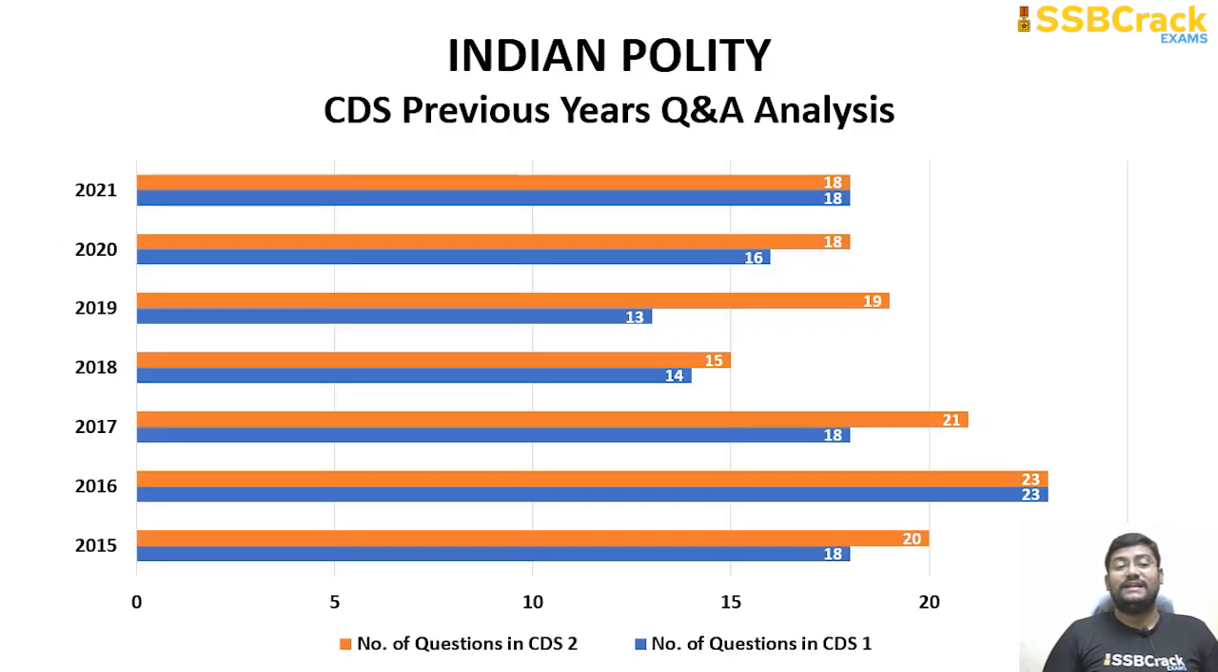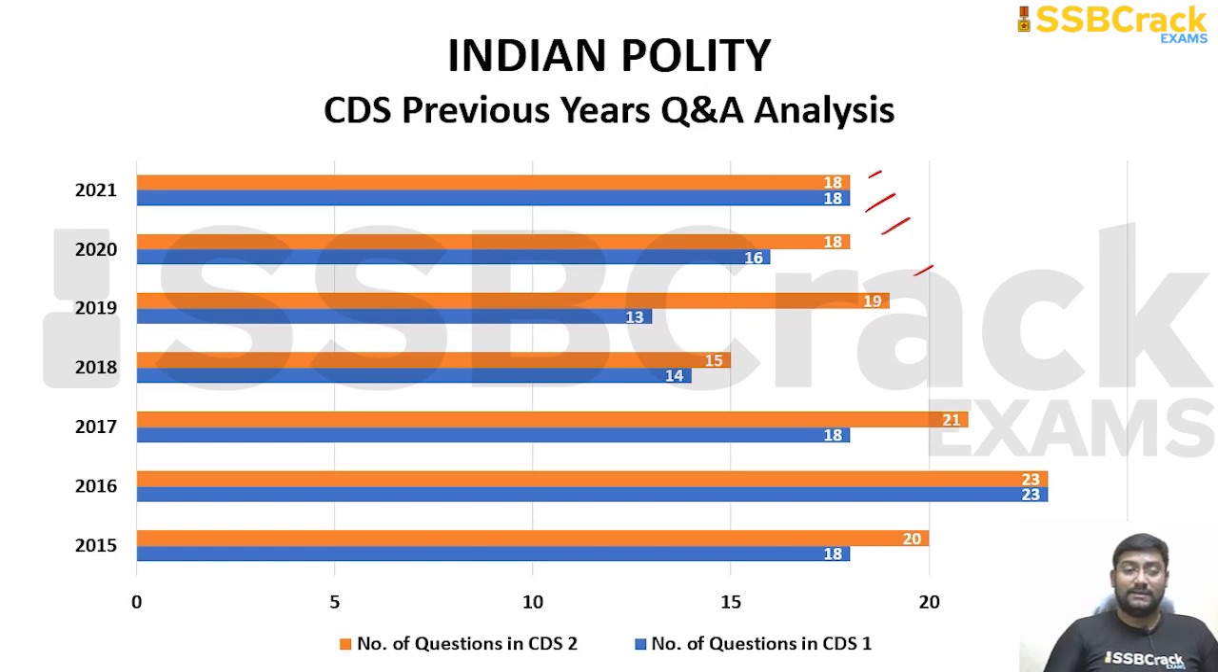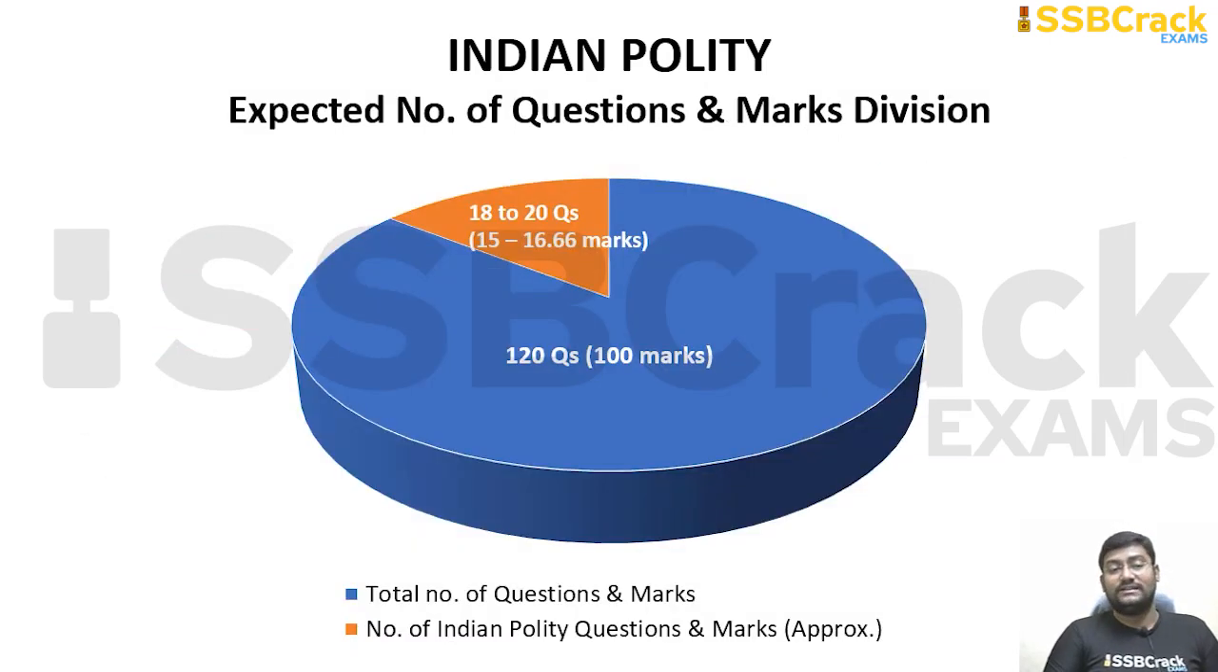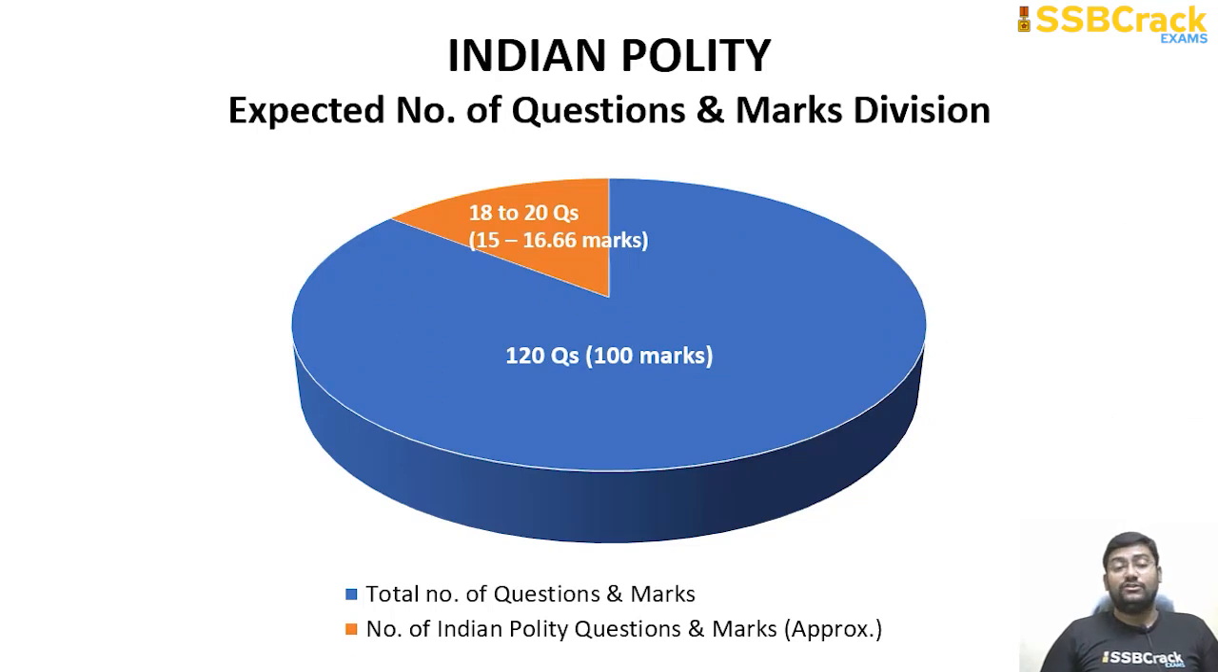And going towards Indian polity is again one of the most important aspects of your entire paper, where you can see in the past years also 18, 19 questions have been asked consistently. So going through the same trend this year also, you can expect somewhere around 18 to 20 questions coming from polity itself, and this can also easily fetch you somewhere around 15 to 16 marks.